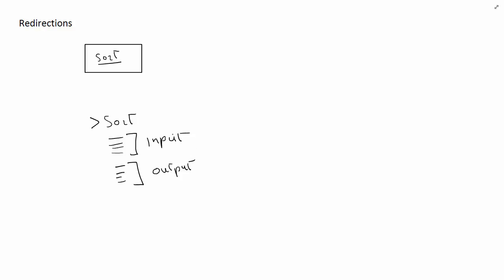So what do we have here? We have the input that came from, well, this is our terminal, right? It came from the keyboard. The keyboard produced the input for sort. Sort then produced its output, and this output was displayed on the terminal itself, the console that we were using.